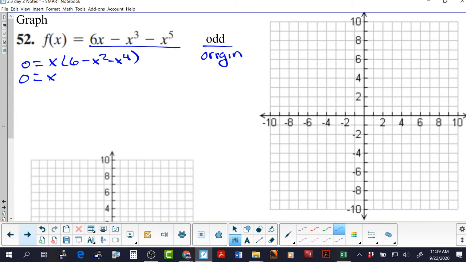This factors into 3 and 2 for the 6. And then minus x squared here and plus x squared on this one. So x is equal to 0. This doesn't have any zeros. You can't square a number and the result be negative 3, so there's no zeros for this one. The zeros are imaginary. Here, 2 minus x squared equal to 0.